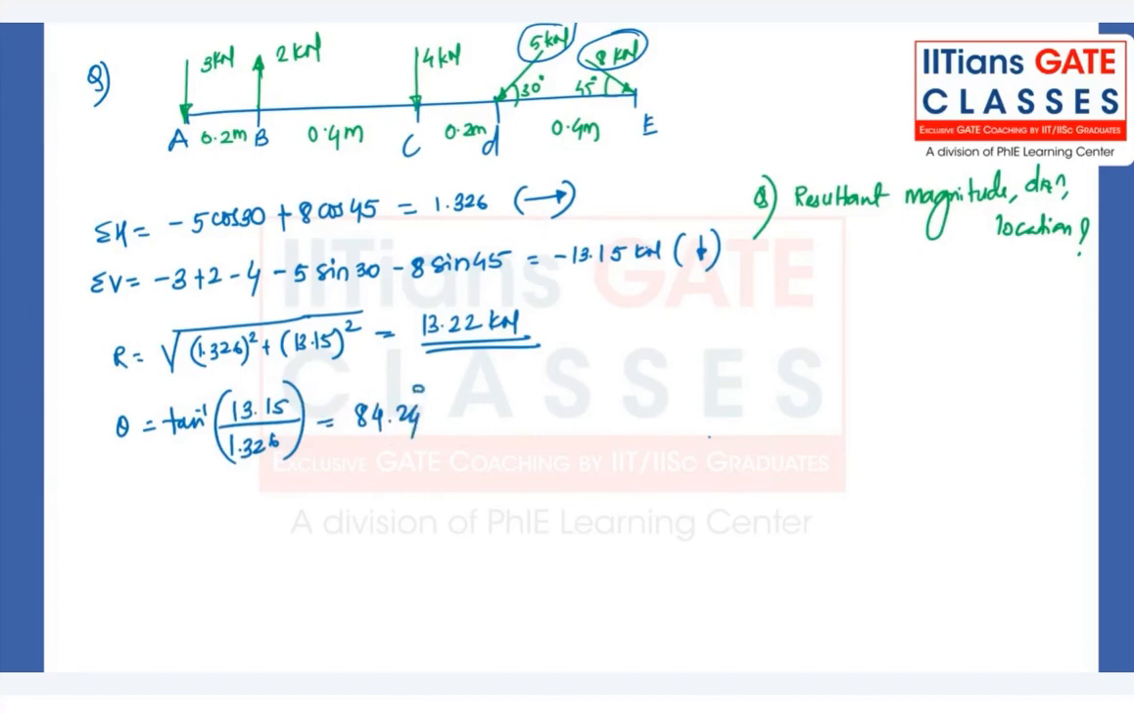84.23. So yeah, can anyone tell me at what location this force is? This force is something like this, because it is clear that our horizontal is in this direction, vertical is in this direction. So the resultant is something like this, making an angle of 84.24 degrees. Okay, this is how the resultant will be there. But at what location will it be?